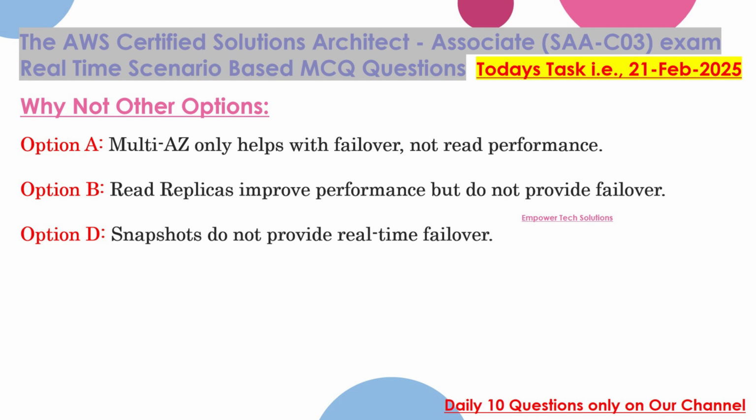Why not other options? Option A, multi-AZ only helps with failover, not read performance. Option B, read replicas improve performance but do not provide failover. Option D, snapshots do not provide real-time failover.